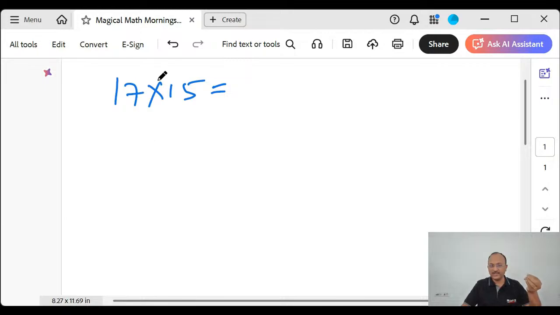Yes. 16 square minus 1. What is 16 square? 16 square is 256. It is 256 minus 1, which is 255. Yes. Most of you are correct.